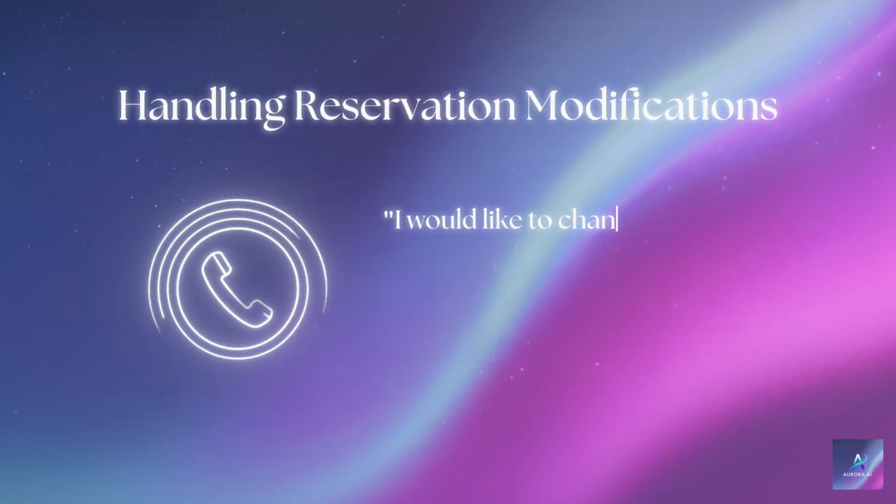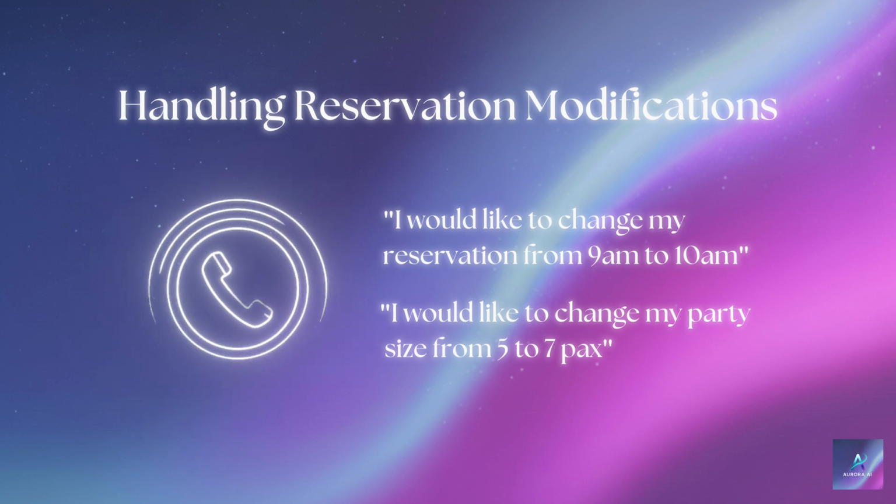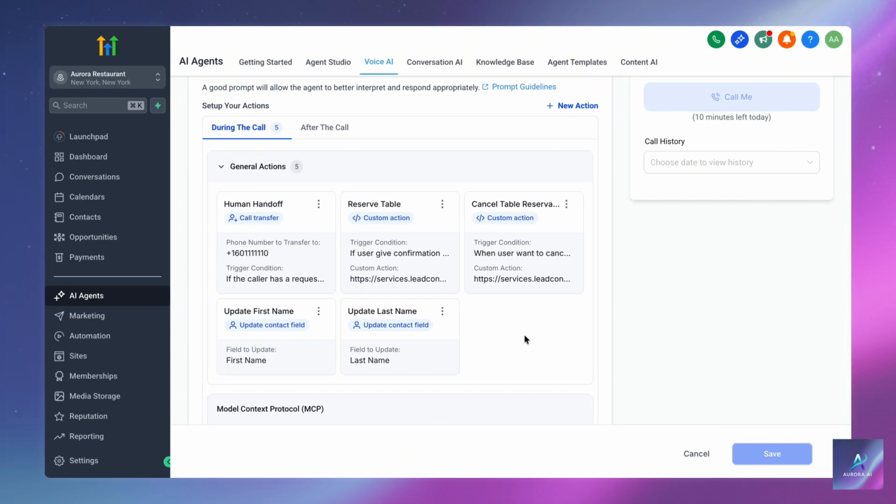It's worth noting how the voice AI handles modification requests, like changing the time or the number of guests. The AI agent first calls the cancel table reservation custom action to delete the old reservation and then immediately calls the reserve table custom action to create the new reservation based on the customer's modification request. This two-step process ensures the reservation data is always clean and accurate.